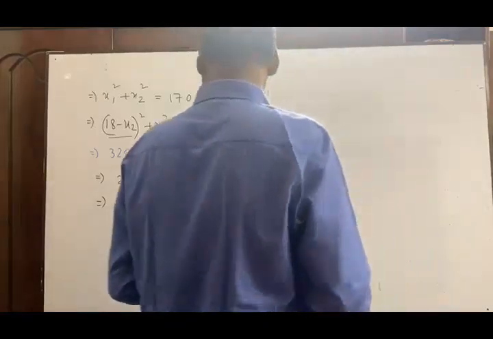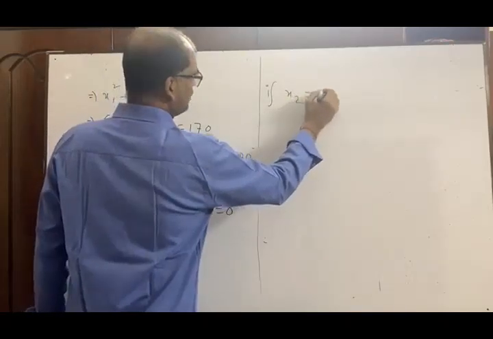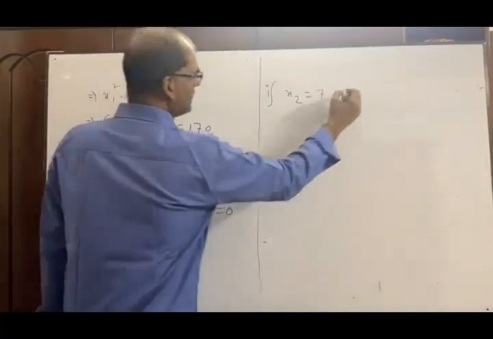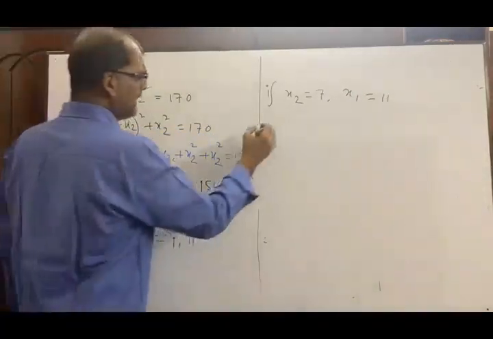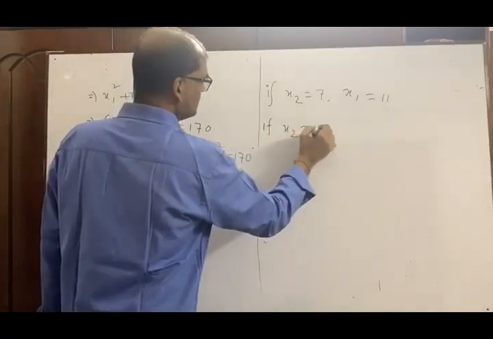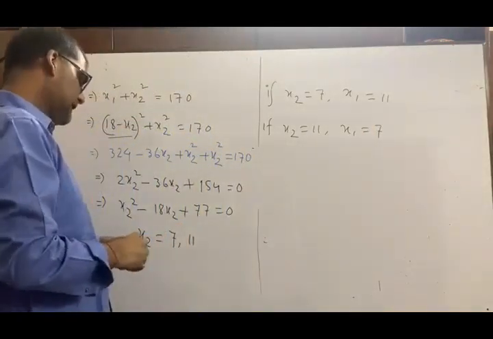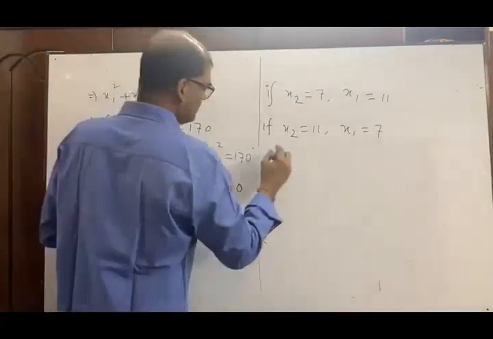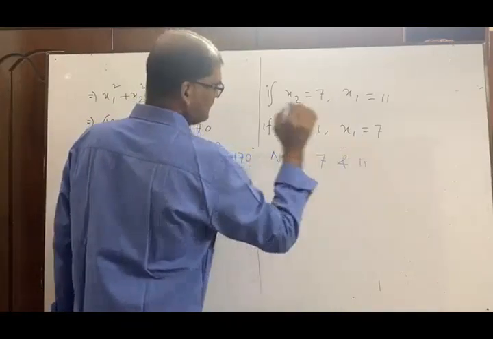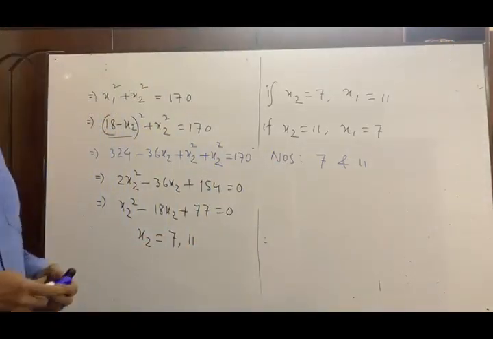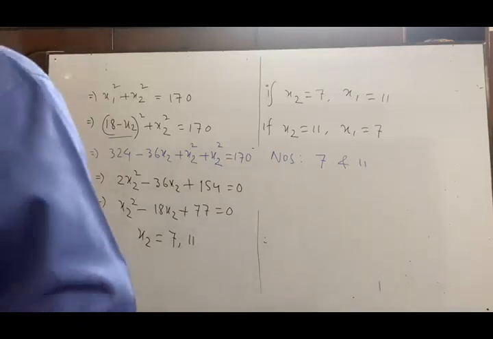If x2 equals 7, then from 1 we get x1 equals 11. If x2 equals 11, from 1 we get x1 equals 7. So the numbers are 7 and 11. Okay? Please try to understand. If you fail to get it, just let me know.